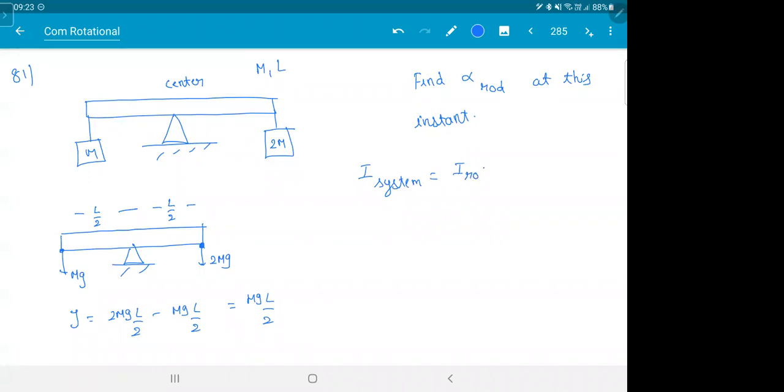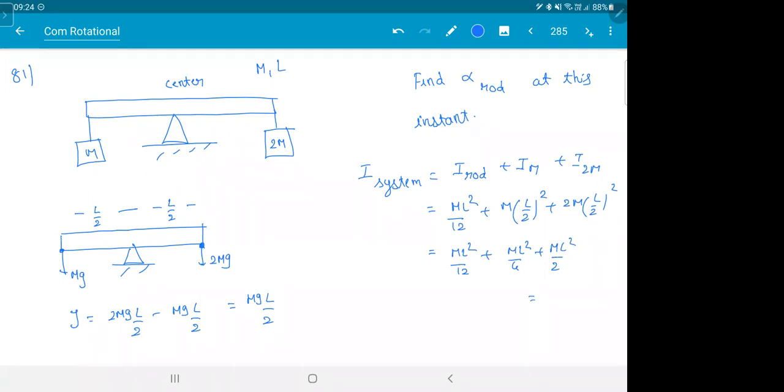I of the rod plus I of m and I of 2m. The rod would be mL squared by 12, plus m into (L by 2) whole squared, plus 2m into (L by 2) whole squared. That would be mL squared by 12, plus mL squared by 4, plus mL squared by 2. That turns out to be 5mL squared by 6.